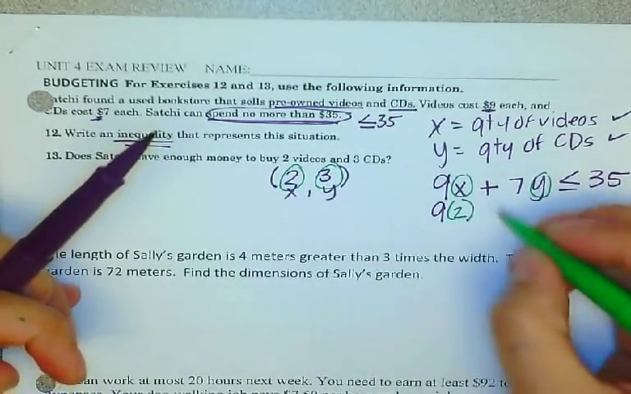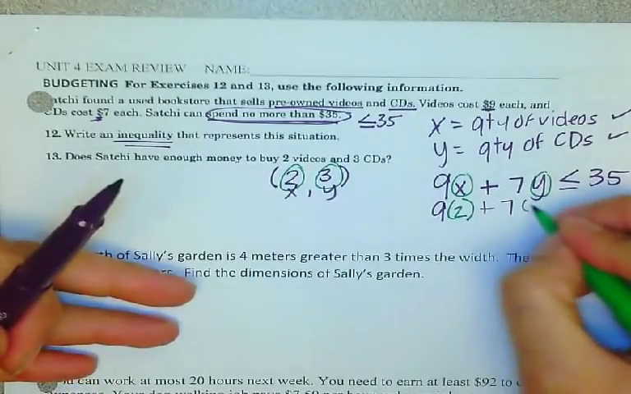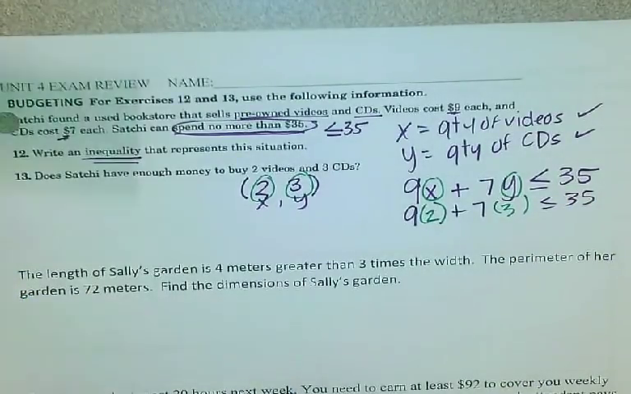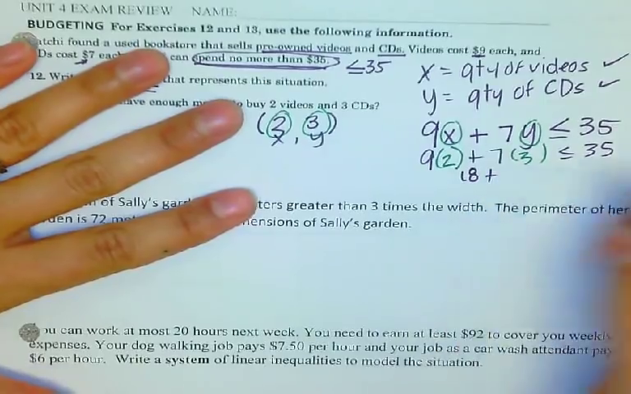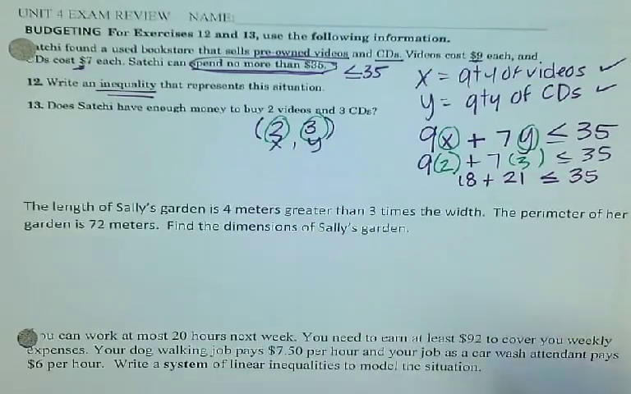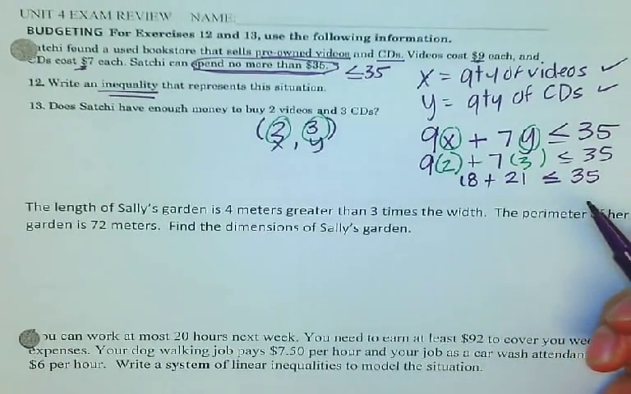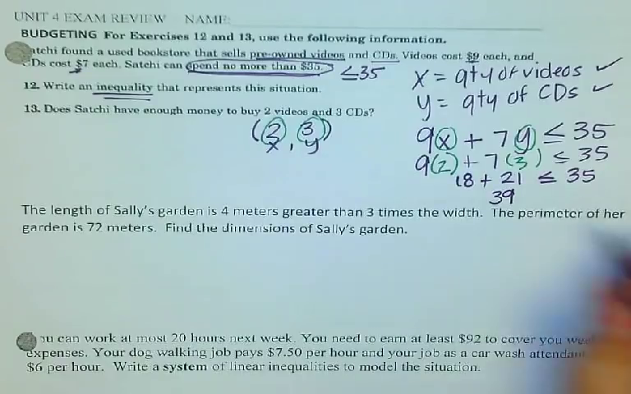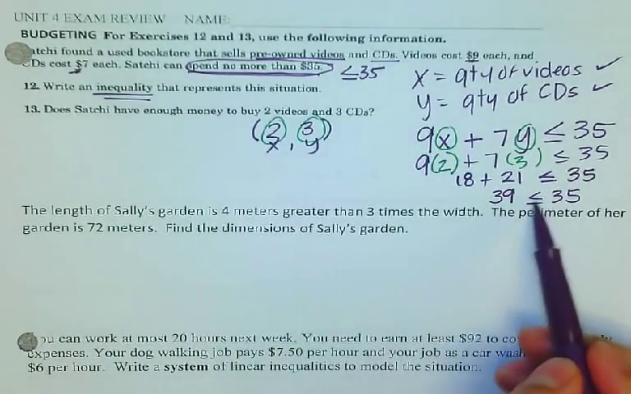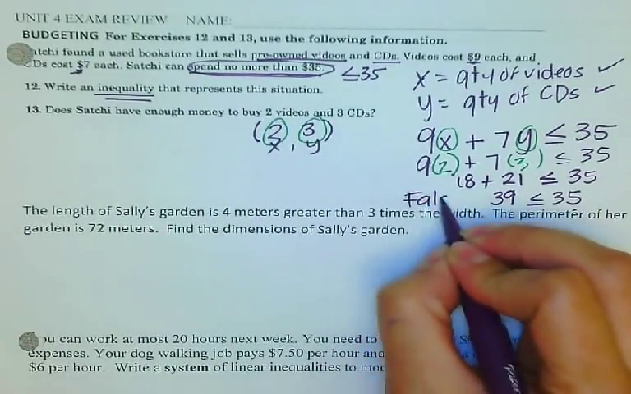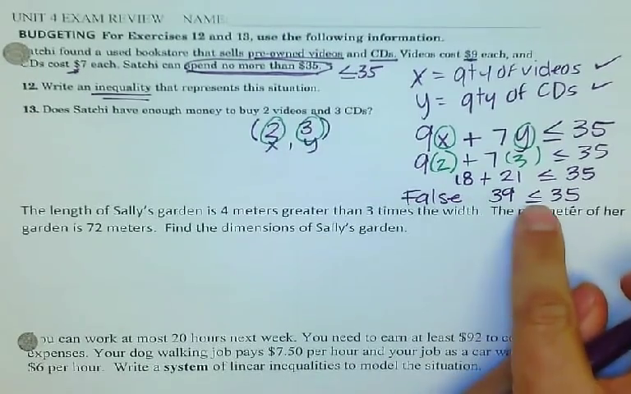So I will substitute in the 2 for X and the 3 for the Y, and then check to see what it gives me, true statement or false statement. So this would be 18, 21. And when I add 18 and 21 together, I will get 39. Is 39 less than or equal to 35? Well, no, this is a false statement. 39 is greater than 35, but not less than.